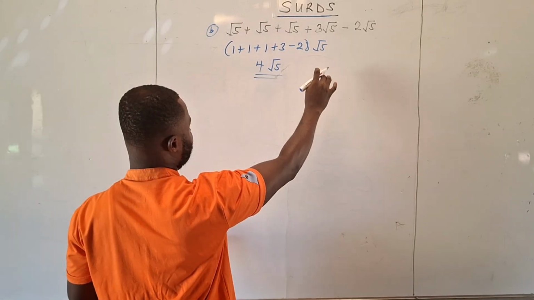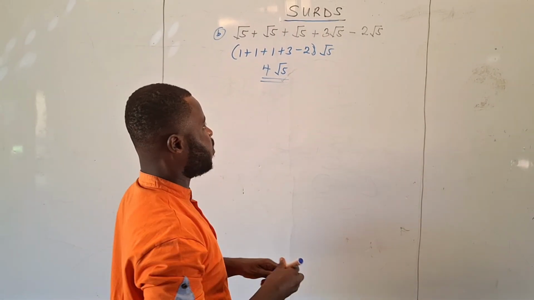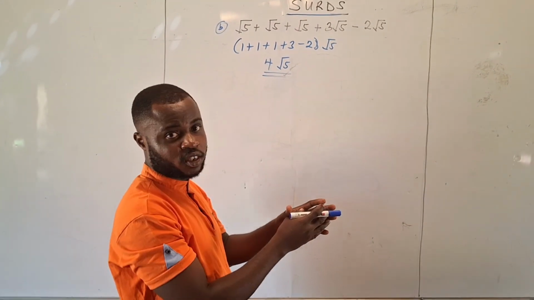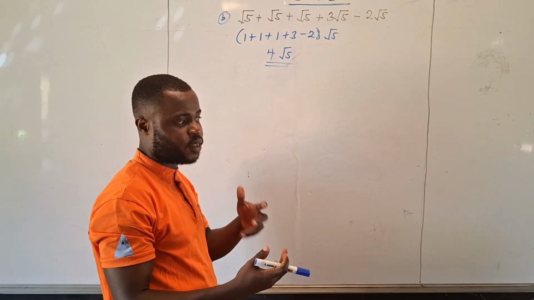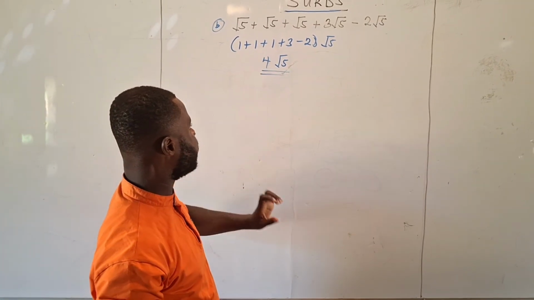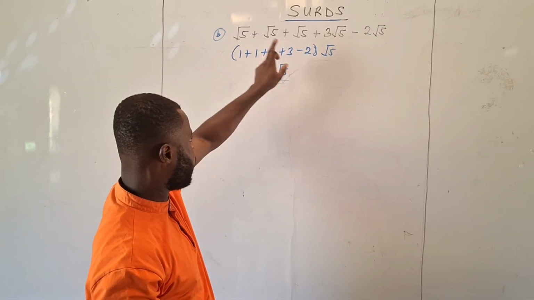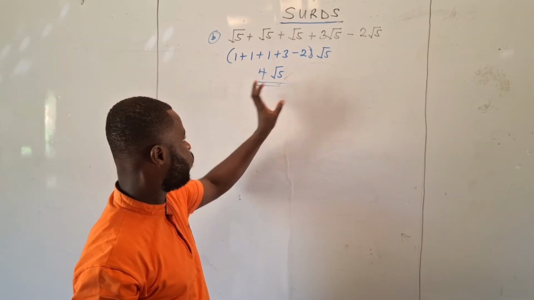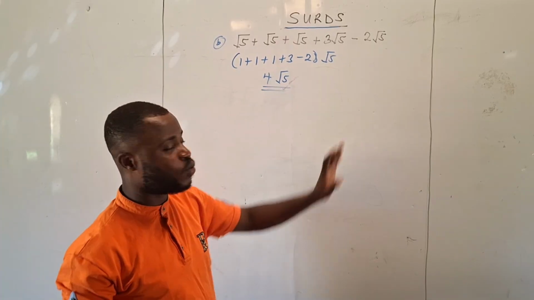Now, I added first because in our previous video on BODMAS, addition comes before subtraction. If you still don't understand BODMAS, there are videos I've made on that. You can just cross check. So this one will give us 4 root 5. 1 plus 1 plus 1 is 3, plus 3 is 6, minus 2, 4 root 5. So this is how we solve this question too.